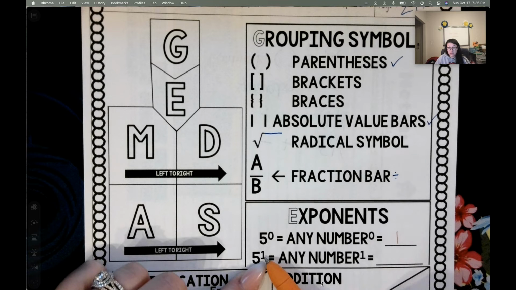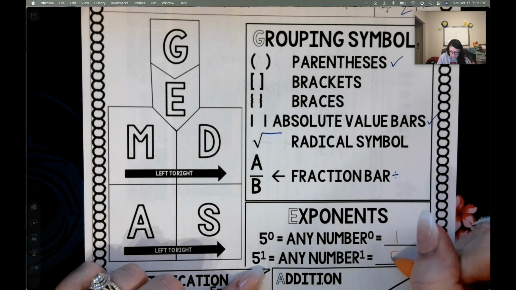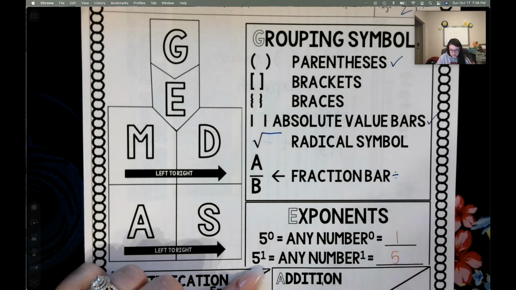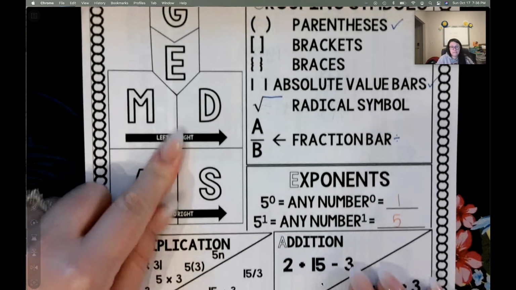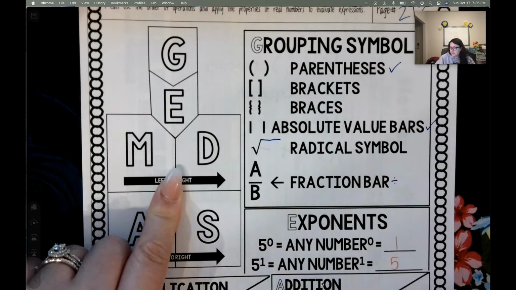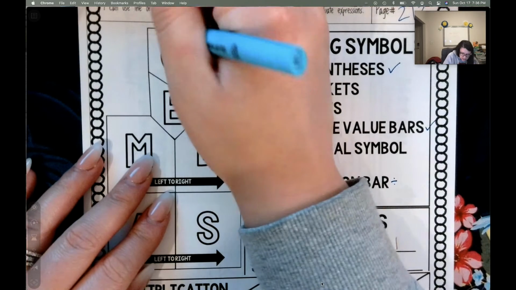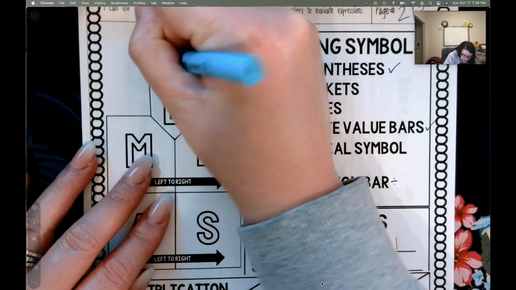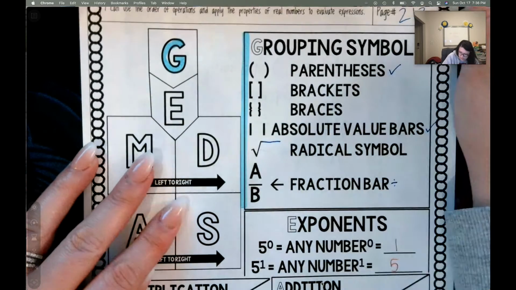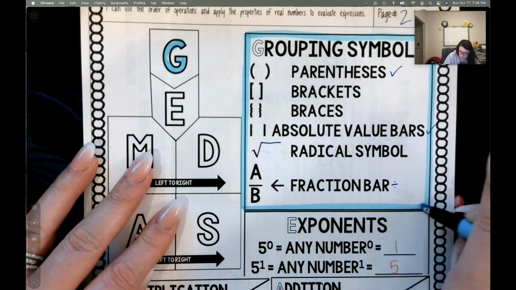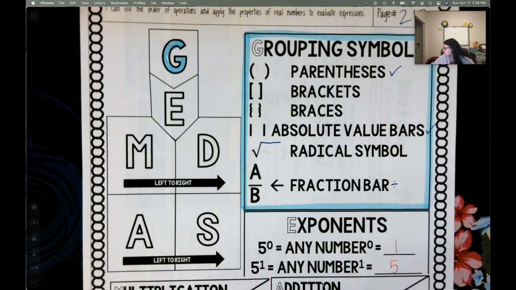5 to the first power, any number to the first power is that number. So 5 to the first power here for this situation would be 5. These are just important reminders that they have for us. If you want to use some of my highlighters in the tubs to help you sort these out, to help you remember. G is for grouping, and that's the stuff up here. Because y'all know highlighters help, that's why they're on your tables. That's all grouping stuff. E is for exponents.